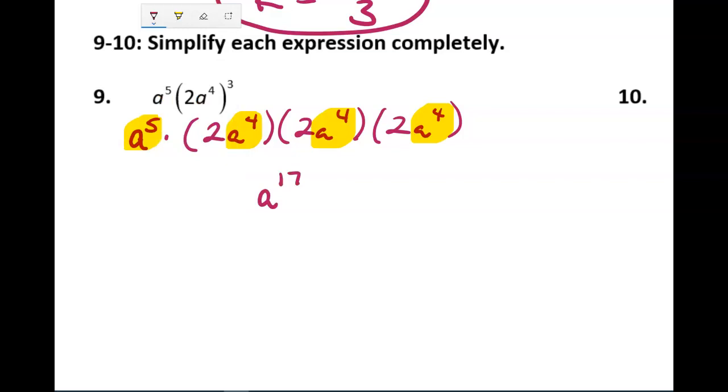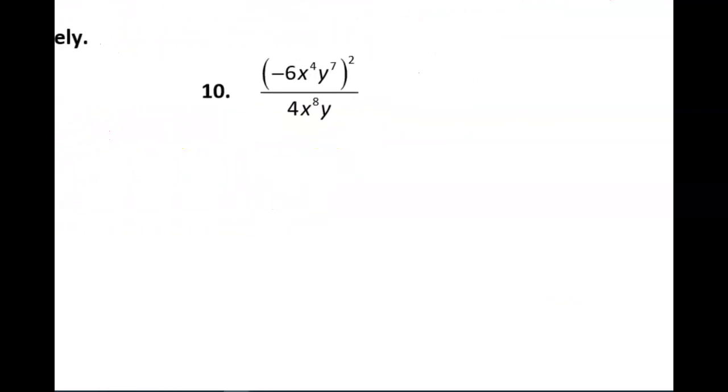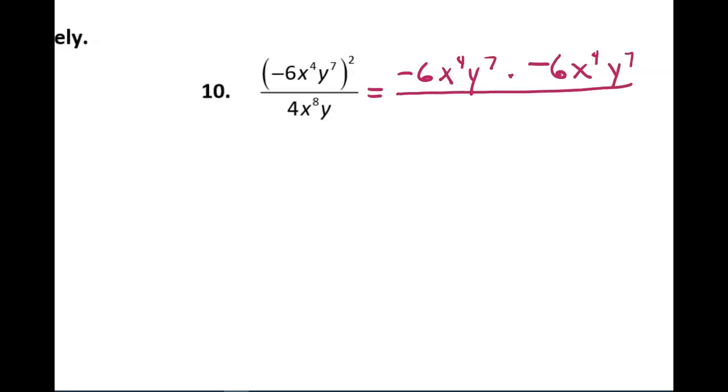And then 2 times 2 times 2 is 8. All right, let's check out number 10. In number 10, similarly, we need to do the exponent part first. So that's negative 6x to the fourth y to the 7th times negative 6x to the fourth y to the 7th. You don't have to write it out, but you do have to visualize it.